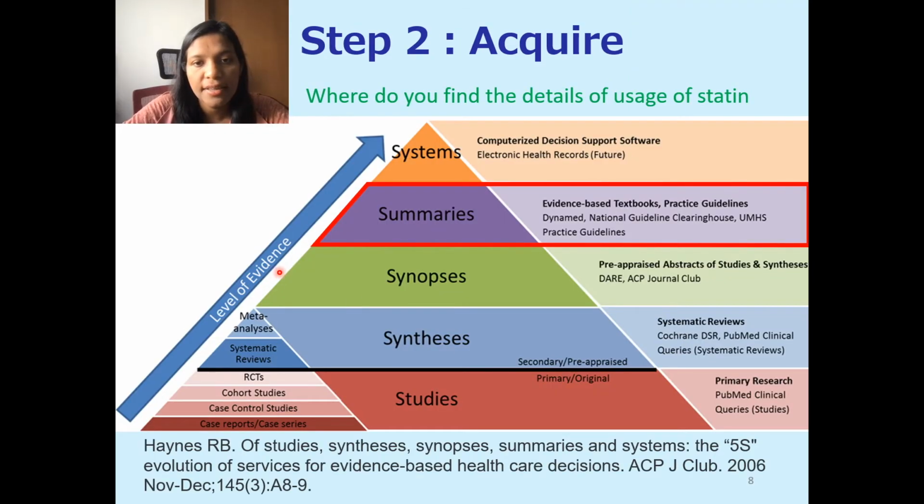Here is another pyramid which includes more sources. I want to show you other sources like clinical guidelines and where they stand. As you can see, it is at the top of this pyramid. So it is higher than the randomized controlled trials and systematic reviews. You can find the clinical guidelines in this area of the pyramid, at a higher level.